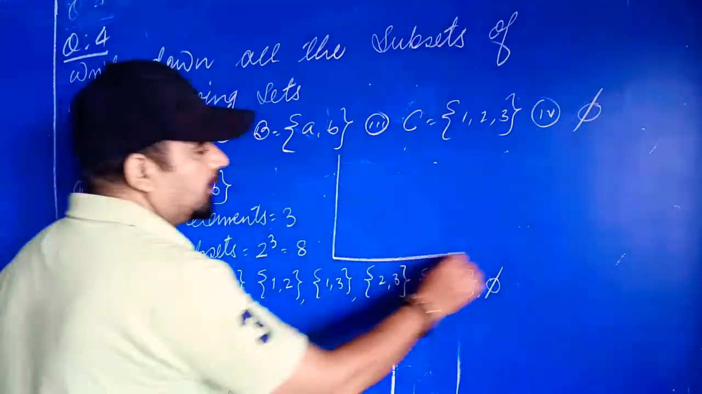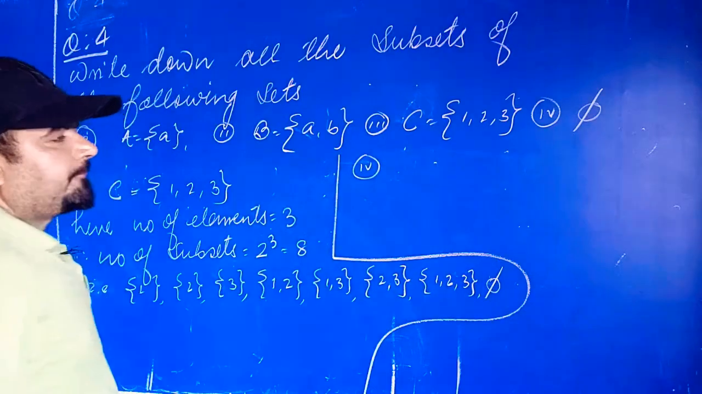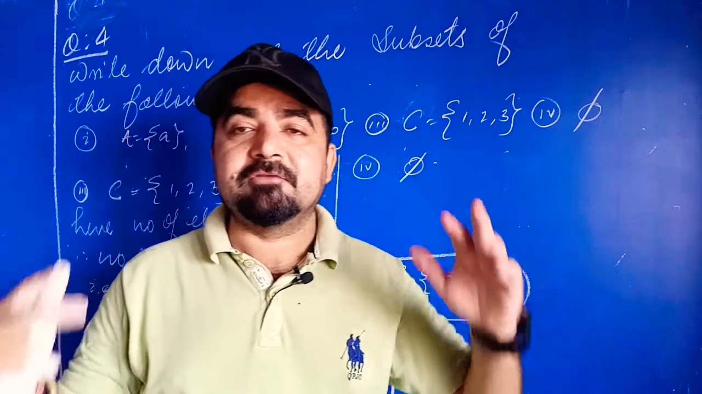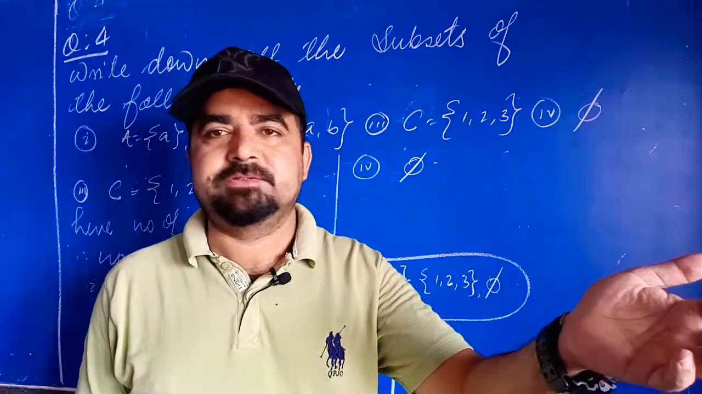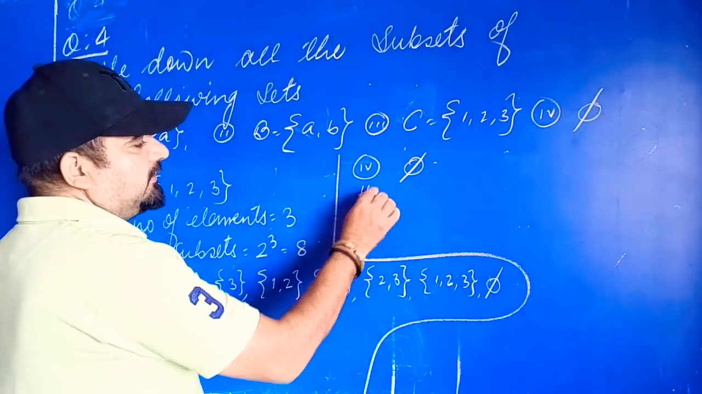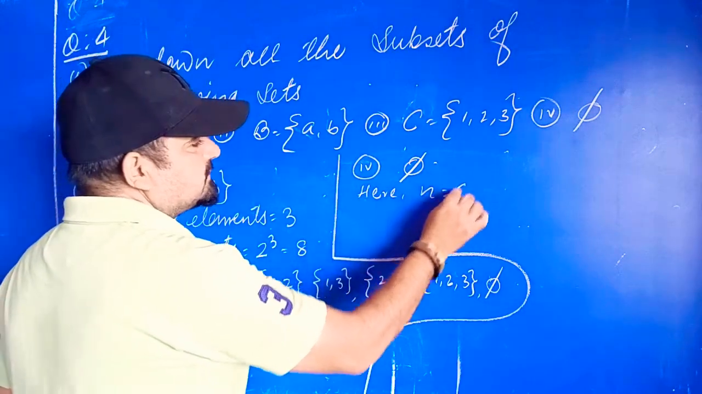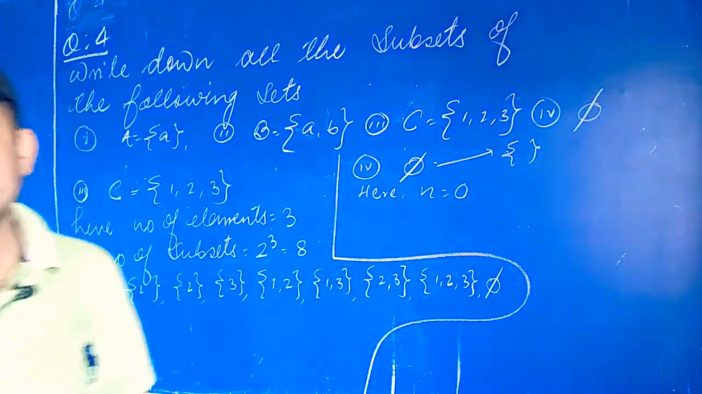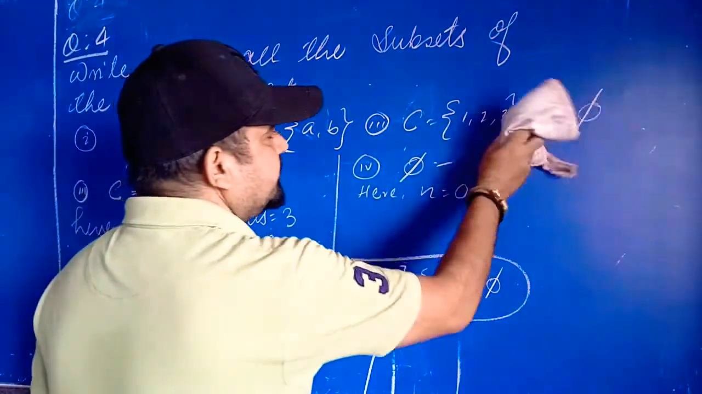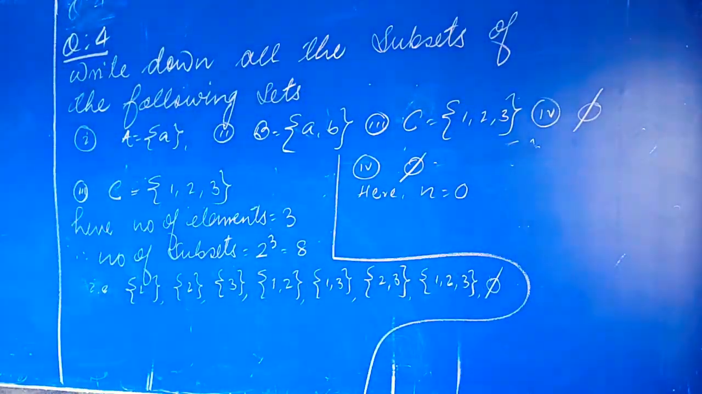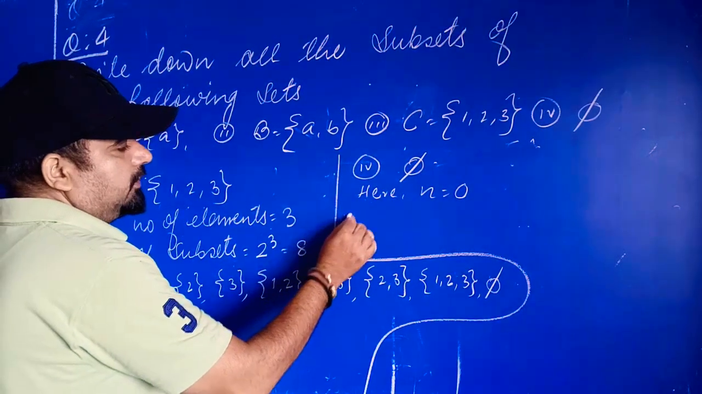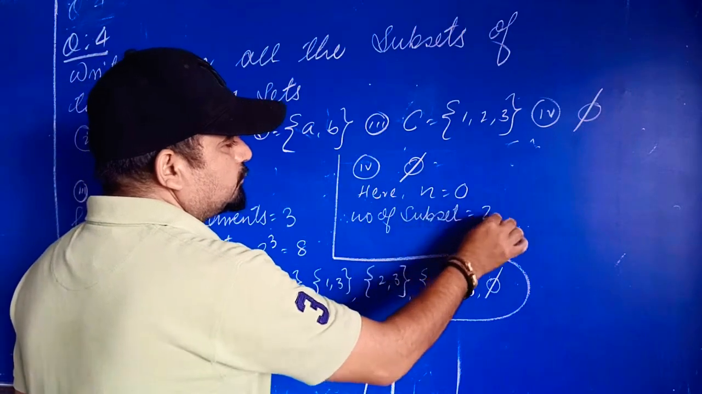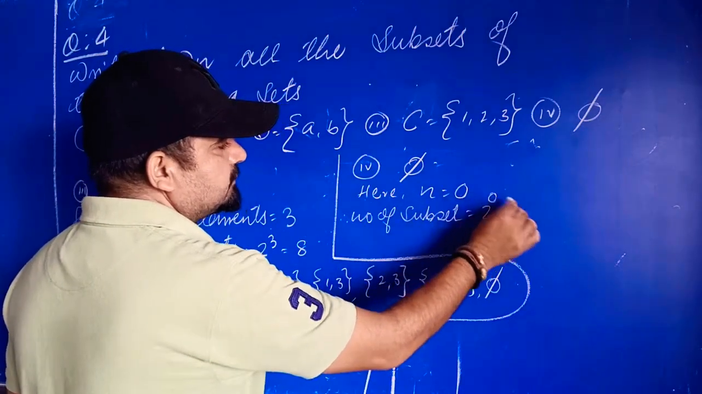Let us move to Roman number 4 now. Roman number 4 is 5. 5 means purely null and void. There is nothing in that set. No element. Okay. So here n is equal to 0. 5 means the empty set. If nothing is there, the number of elements in that set will be 0. So if the number of elements is 0, then the number of subsets is equal to 2 to the power 0. Anything to the power 0 is always 1.